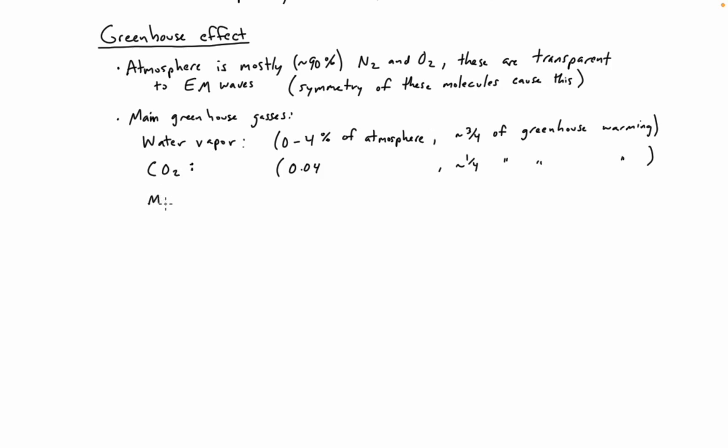And the same thing goes for these other ones. There's very little methane. Other ones include ozone, freon. These all have a greenhouse effect, but the effect isn't as big. The major players here are water vapor and CO2.